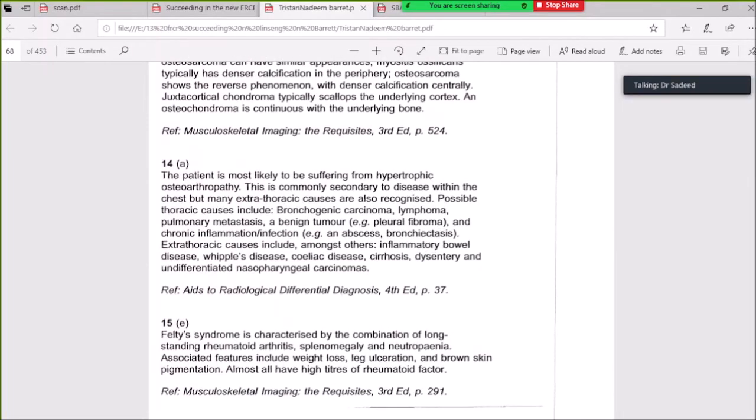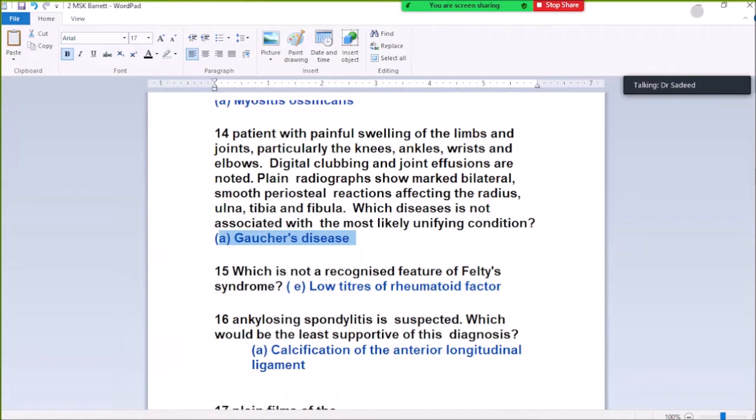The patient is most likely suffering from hypertrophic osteoarthropathy, secondary to disease within the chest. Hypertrophic osteoarthropathy is most likely caused by pulmonary carcinoma and other diseases within the chest. The condition most unlikely to be associated with these symptoms is Gaucher disease.